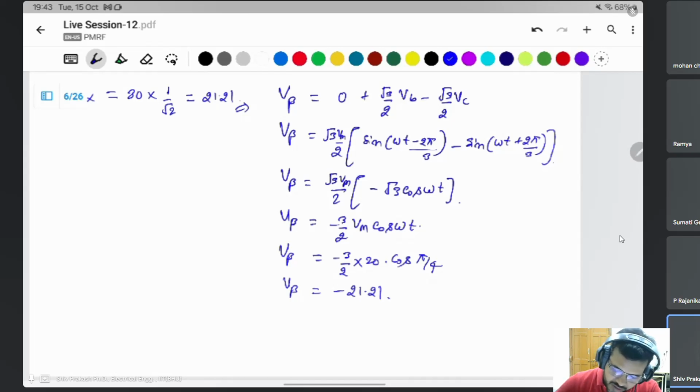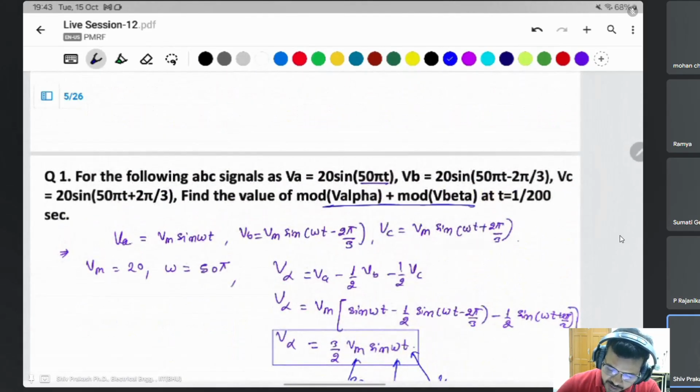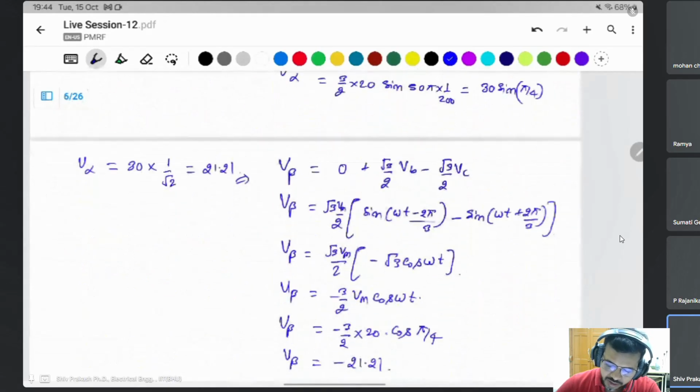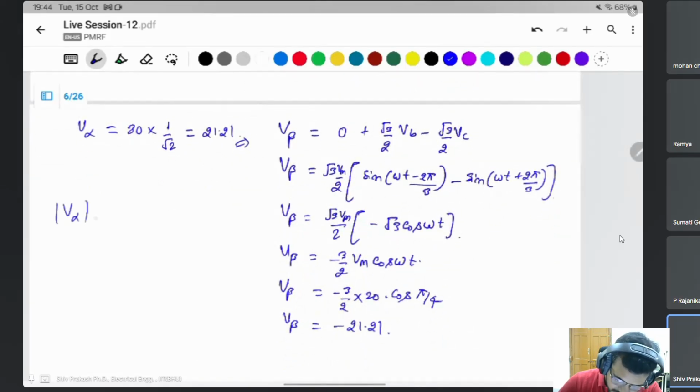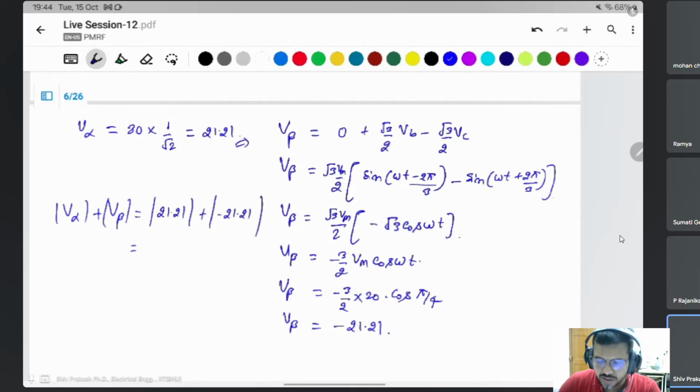Then what is the total? We are asking the question V alpha plus V beta, but it is given in terms of the modulation index. It means you take the mod: mod alpha plus mod beta, 21.21 plus minus 21.21. Since it is a modulation signal, the positive sign is taken, because the sign represents direction, but the modulation signal gives the magnitude only. So take the magnitude of this one, the same 21.21. So the answer is 42.42.